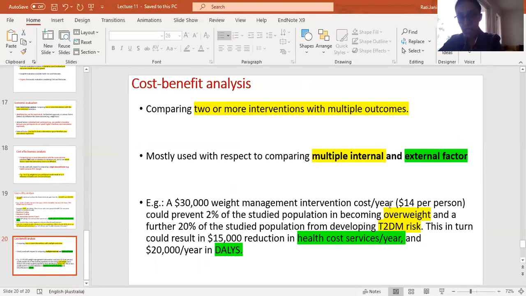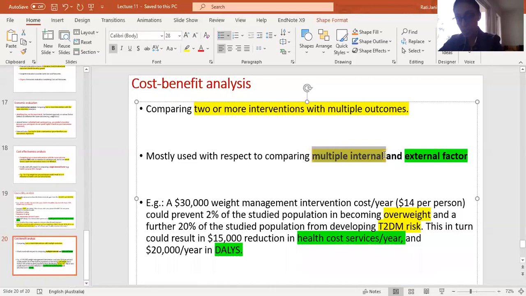So now if you see these yellow highlighted things, these internal factors or internal outcomes are, in this example, overweight and type 2 diabetes risk. Now, external factors, which are in green, I have highlighted as external things, which you can't control as part of your intervention, which is how much this reduces, or how much benefit this gives to the healthcare system, which is financial reduction, and disability adjusted life years. Okay, so these are your external factors.